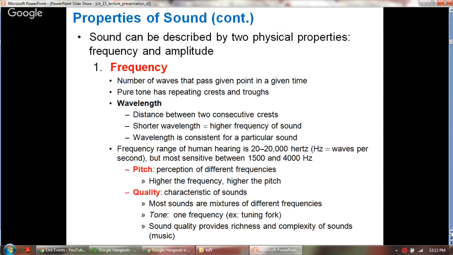Pitch is the perception of different frequencies. The higher the frequency, the higher the pitch. As for the quality of sounds, most sounds are a mixture of different frequencies. A tone is a single frequency. The sound quality provides richness and complexity of sounds.